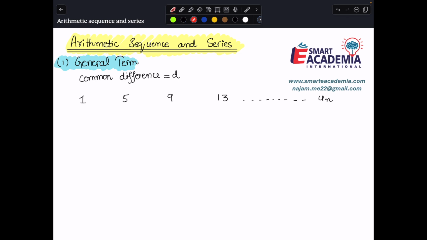In this case, if we notice, the common difference between each two terms is positive 4. We can move on to the next term by simply adding 4 to the previous term. This is the characteristic of an arithmetic series, that the difference between two consecutive terms must be the same, which means if I say u3 minus u2, which is 9 minus 5, that is 4. If I say u2 minus u1, which is 5 minus 1, that is also 4. So this must be the same for each two consecutive terms.